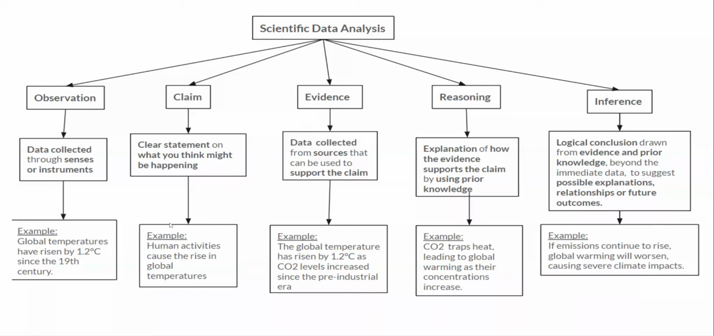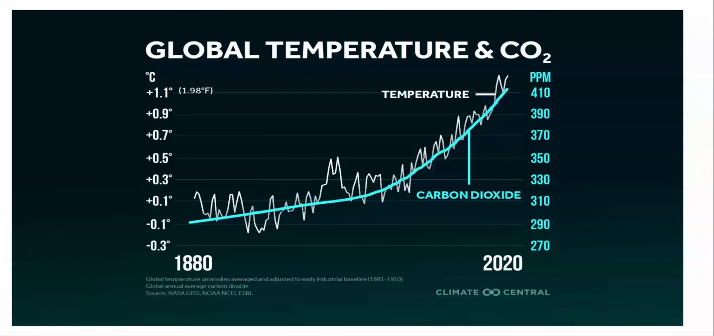So, the next thing to do after you make a claim based on your observations is back up your claim with evidence, scientific evidence. A lot of scientific evidence is data collected from sources or experiments or other research papers that can be used to support the claim. So, an example: you made the claim human activities caused a rise in global temperatures, and a piece of evidence could be this graph that you have right here.